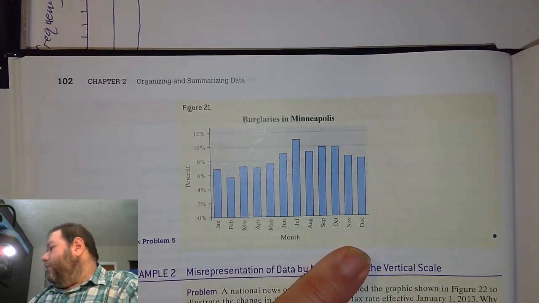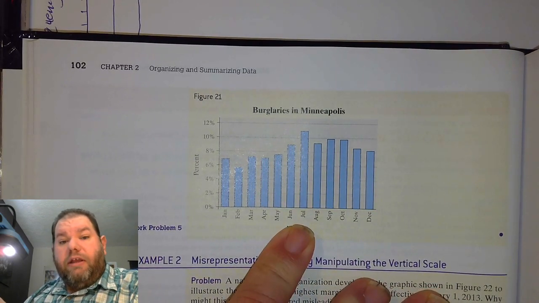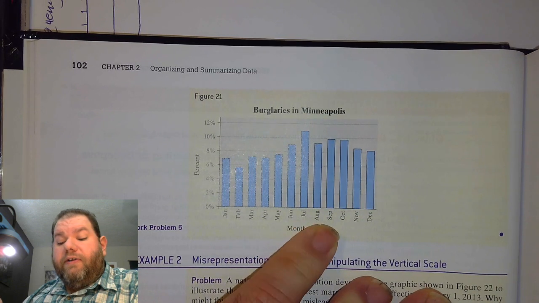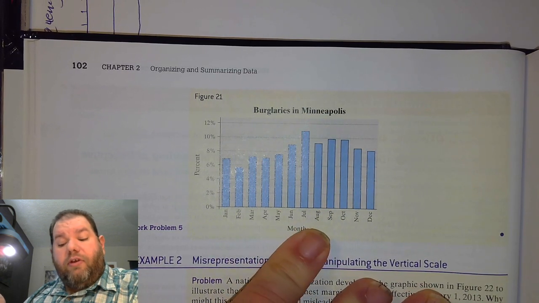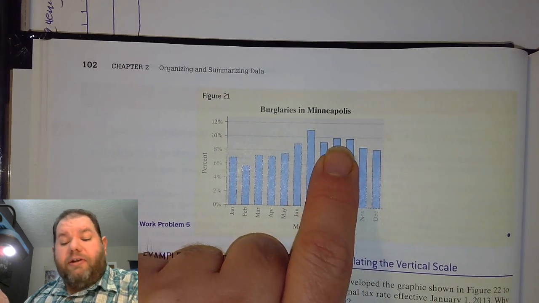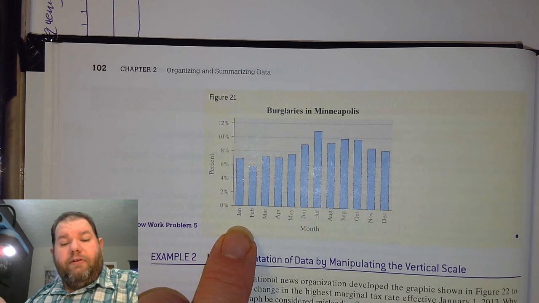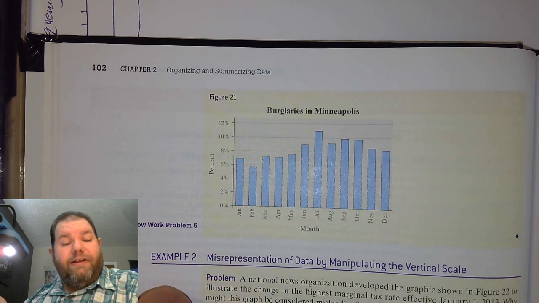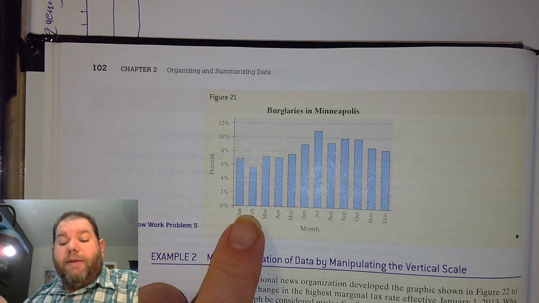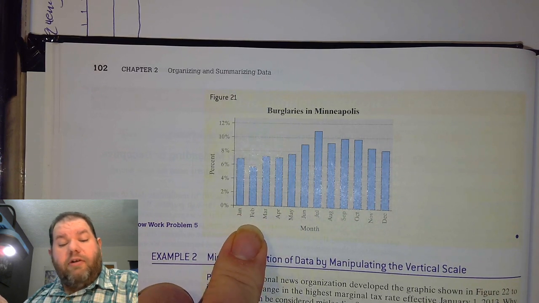Now, we do see that it peaks in July at 11%. August is actually just 9% and lower than September and October. September and October are at 10%. Now, Minneapolis, being a part of Minnesota where the temperature is consistently low in the winter, we get a massive drop as winter comes on strong in February, which is understandable.